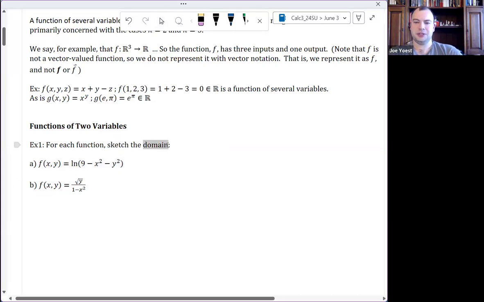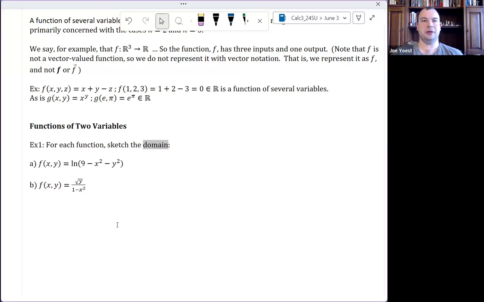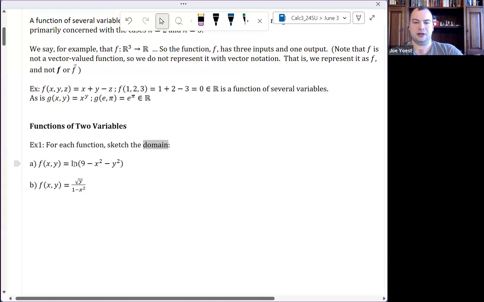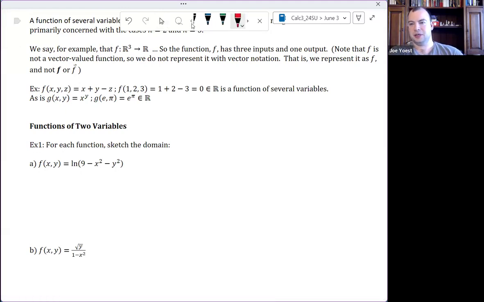And of course, just like with standard functions with one variable input and one variable output, we could state the domain explicitly if we wanted to restrict it. If we don't explicitly state the domain, it is taken to be all inputs that give a valid output. So I see that I have the natural log of 9 minus x squared minus y squared. And I know that I can only plug positive numbers into the natural log. I cannot plug negative numbers, and I cannot plug 0 into the natural log.